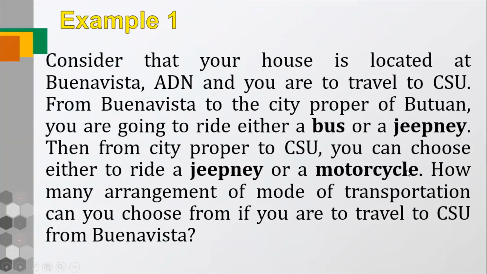Let's take this as an example. Consider that your house is located at Benavista, Luzon del Norte, and you are to travel to CSU. From Benavista to the city proper of Butuan, you're going to ride either a bus or a jeepney. Then, from city proper to CSU, you can choose either to ride a jeepney or a motorcycle. How many arrangements of mode of transportation can you choose from if you are to travel to CSU from Benavista?